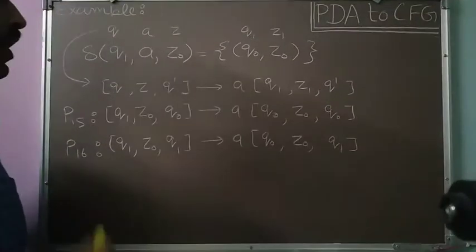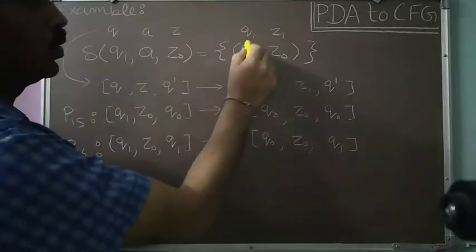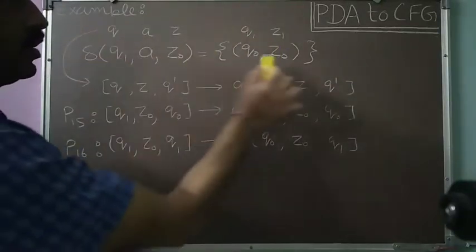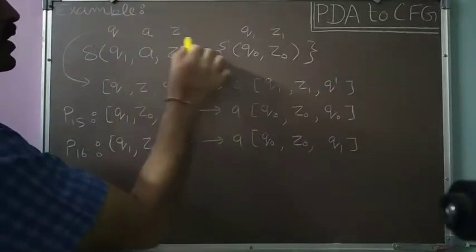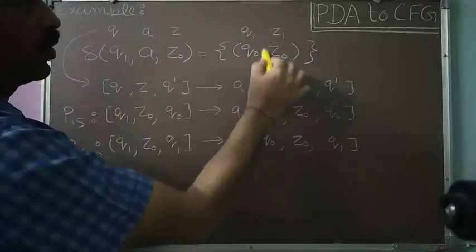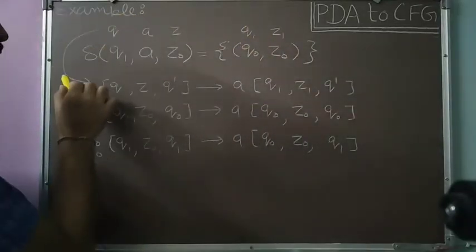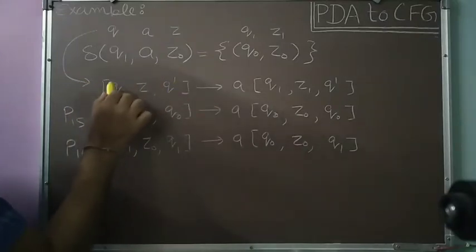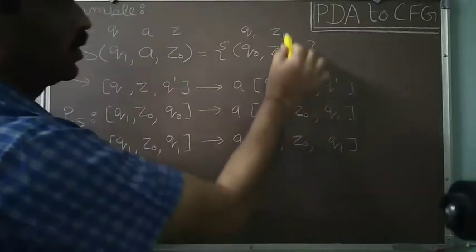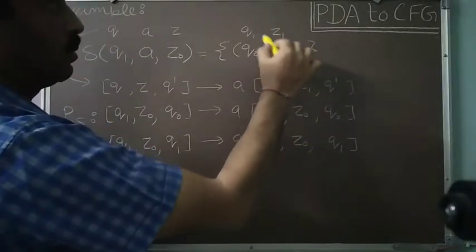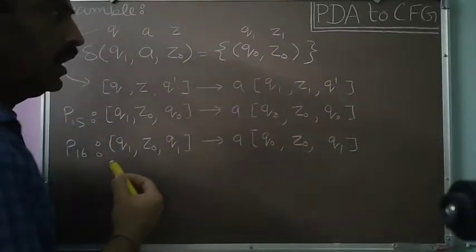Now we have come to our last transition, that is delta(Q1, A, Z0) = (Q0, Z0). As it is a non-erasing move, we have written the format of a non-erasing move, that is (Q, A, Z) = (Q1, Z1), because only one symbol is here, so we will finish at Z1. It will induce productions of the format [Q Z Q'] to A [Q1 Z1 Q'], because there is only one symbol which we are pushing, so only one triple will come. So this is the first as well as the last triple.